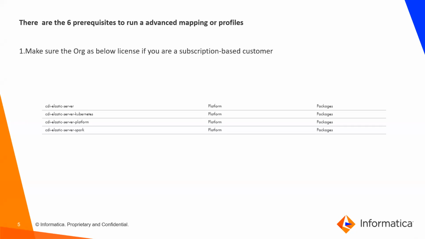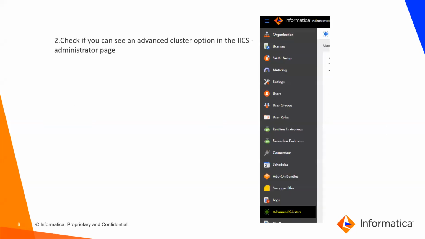Now there are 6 prerequisites in order to run advanced mappings or advanced profiles. First, make sure the org has the below licenses if you are using a subscription-based org: the CD Elastic Server, the CD Elastic Kubernetes, the CD Elastic Server Platform, the CD Elastic Server Spark. These are the licenses which are currently available. Make sure these licenses are available on your org.